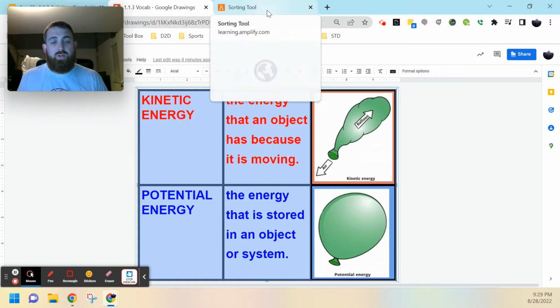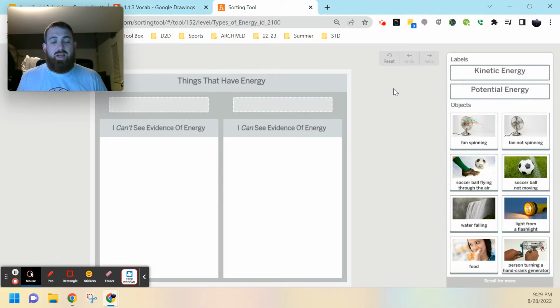Now, in our next sorting tool, we're going to have a lot of similarities. We're still sorting our objects, but now we're going to have three groups, and we're going to talk about those along with how to label them: potential energy and kinetic energy. So in our table here, we have things that have energy. We have our two groups. Both groups have to have energy, but both forms of energy have two different types of evidence we would look for.